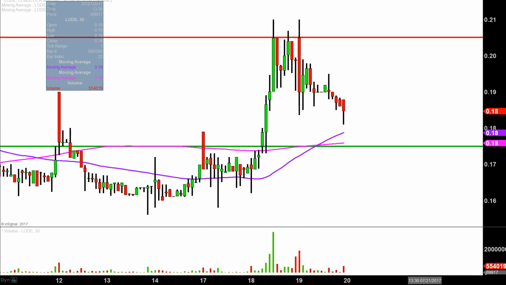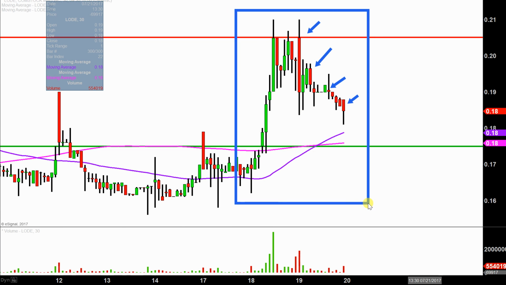Real quick, what do I mean by 30-minute in case maybe you're new to charts? Instead of each one of these candlesticks here representing 1 day's worth of price action, which is what you would normally see, each one represents 30 minutes. So all this here may look like several days worth of time. It's actually just the past 2 days broken down into 30-minute time slices.